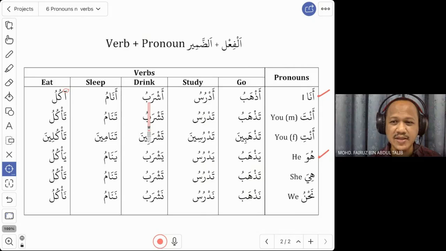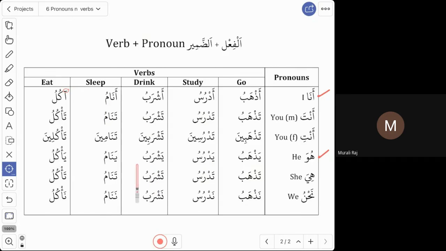The next word, ashrab, I drink. Now you want to say he drinks. The same word, ashrab, you just change a to ya. So now we say yashrab, he drinks. Okay, so the ya part is for he, yashrab.